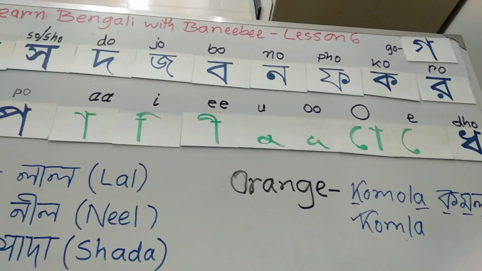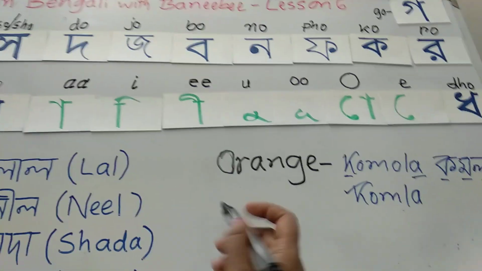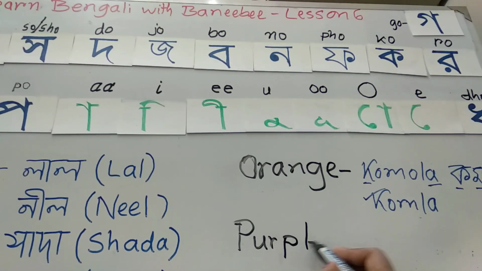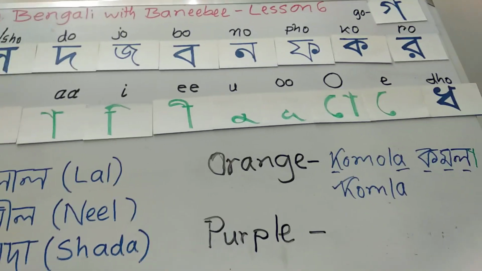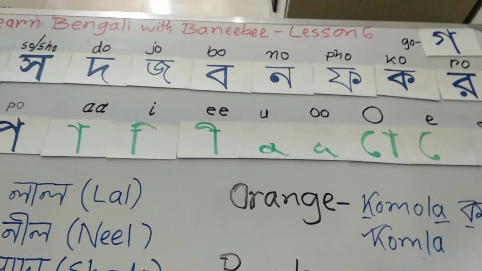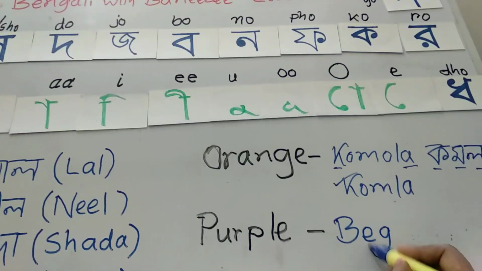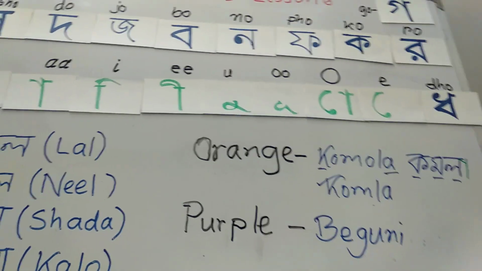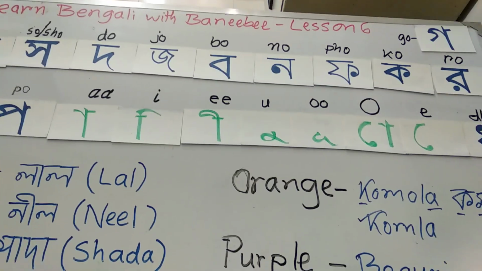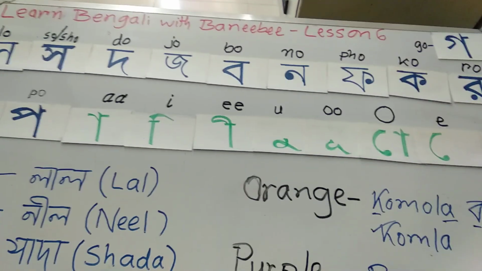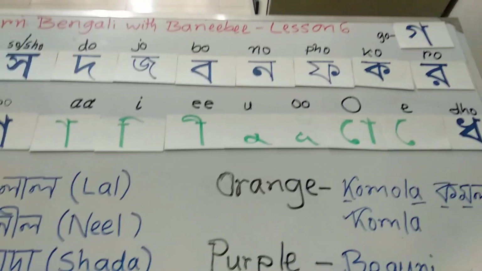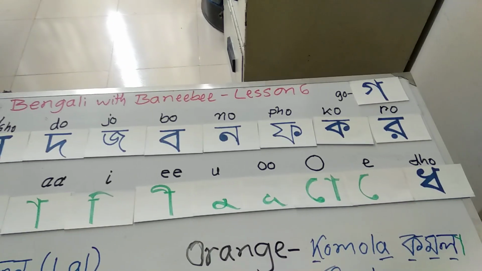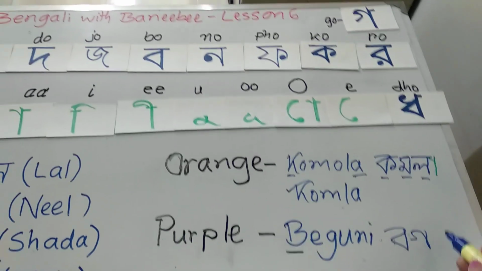Now the next color name is going to be purple. Purple. Bangla for purple is beguni. Beguni, okay? So, you probably guessed what I am going to do. I am going to choose Ba for B. So, yeah, I have this Ba. Then I will need what? Ga. Yeah, this is my Ga.